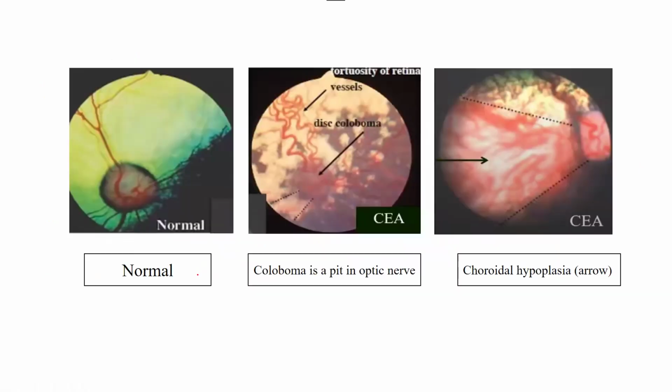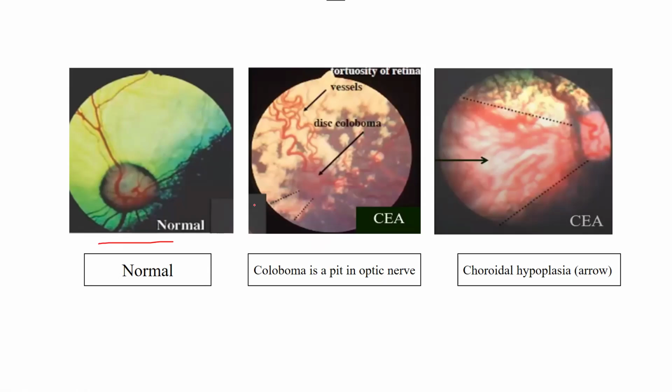We can see the images. You can see in the first image, this is a normal eye. But in the second image, what we are seeing is a coloboma, that is a pit in the optic nerve. Basically, here you can see how the optic nerve appears depressed compared to this normal one. This can lead to visual impairment or may remain incidental because we have talked about how the dogs can be completely blind or they can be normal.